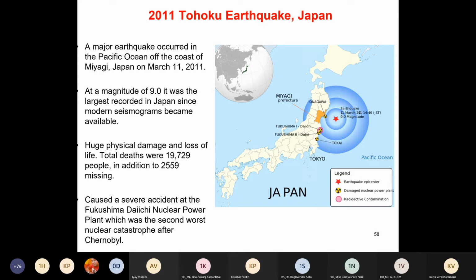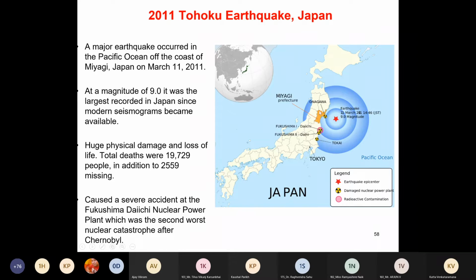Total deaths were 19,729 people, in addition to 2,559 people missing. This earthquake also caused secondary damage to nuclear reactors, causing a severe accident at the Fukushima Daiichi nuclear power plant, which was the second worst nuclear catastrophe after the Chernobyl disaster.